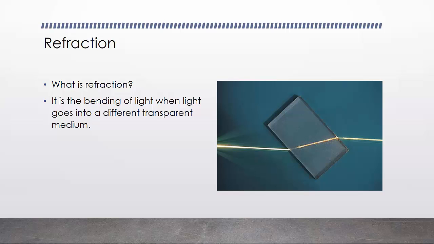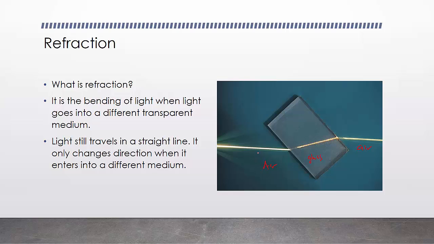So this is one of the pictures that shows refraction. Light travels from here, it hits the glass, it bends or changes direction, and after that it comes out into the air and changes direction again. So from the medium, this is air, into glass, it changes direction, and glass into air, it changes direction again. Light still travels in a straight line, as shown, but it only changes direction when it enters into a different medium. So at this point it changes direction, at this point it changes direction again.